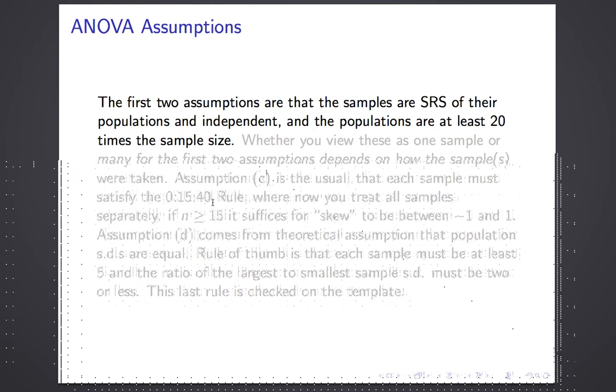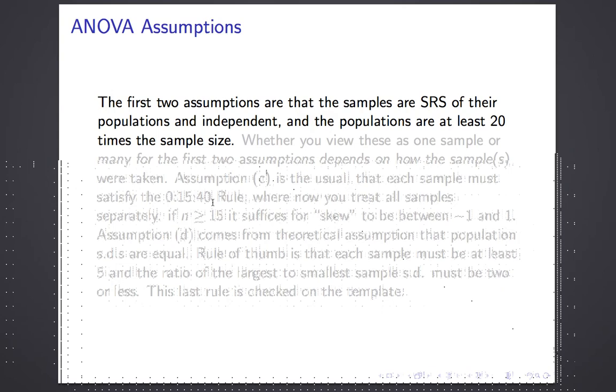ANOVA, the assumptions are a little bit more complicated. Well, the first 3 are not. The first 2 assumptions, as always, are that however many samples you have, they are all independent, simple random samples from their populations. And the second assumption, as always, is that however many samples you have, each of their respective populations is 20 times the sample size.